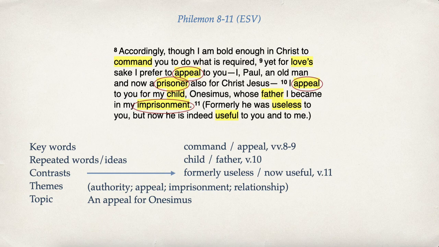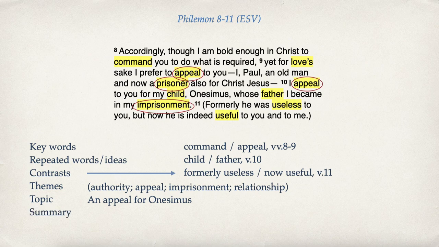Also, contrasts are used in the paragraph to highlight this theme, and it seems to make the best sense of all of the others. Well, how does it connect to the others? If you look at verse 8, Paul's appeal is in contrast to his authority to command, which he could do. In verse 9, his appeal is based on love. His appeal is based on loving relationship with Onesimus, verses 9 and 10. And in verse 11, his appeal is also based on the usefulness of Onesimus.